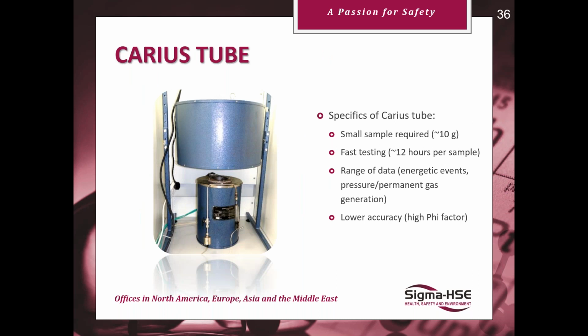Next, I mentioned it a little earlier on, the Carius tube test. The specifics of the Carius tube: it's a small sample. We'd typically use about 10 grams, so it's a step up from the DSC in terms of requirement, but it's still not a huge amount. It's fast testing, taking about 12 hours, and it will give you a good range of data: your energetic events, your exotherms, and also our pressure values. We can also infer from the data the points where your permanent gas generation is, and link that up with any exotherms that we see at the same time.